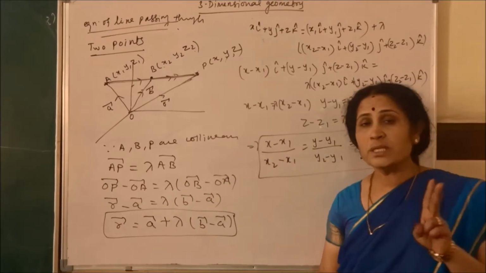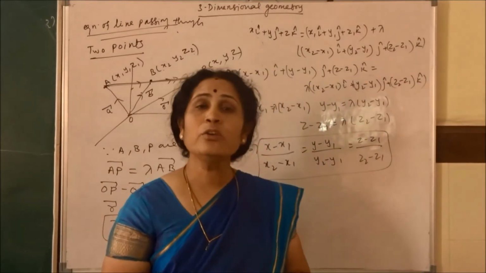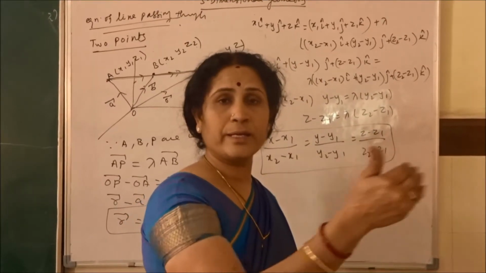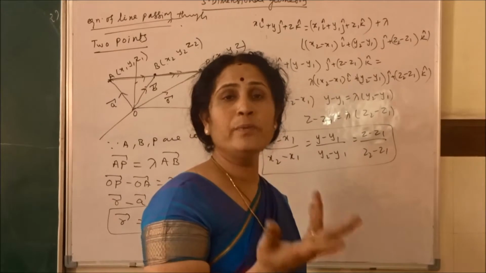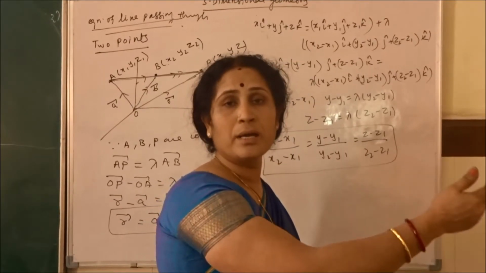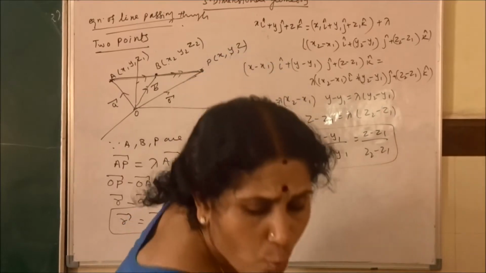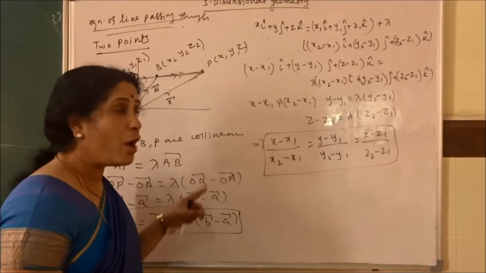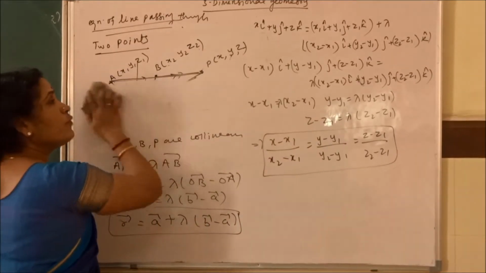So we have seen 2 formulas. Number 1, the equation of a line passing through a given point and parallel to a given vector, in vector form and Cartesian form, and the equation of a line passing through 2 points, in vector form and Cartesian form. So only 2 major formulas for this first line. Now I am giving some subdivisions of the formula.